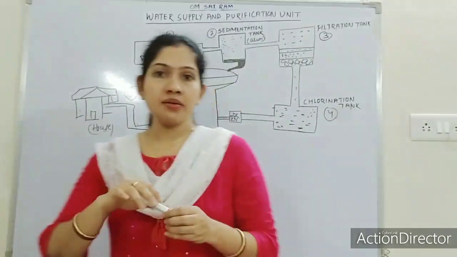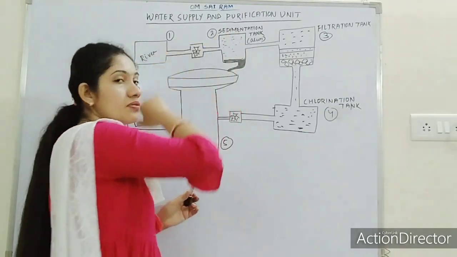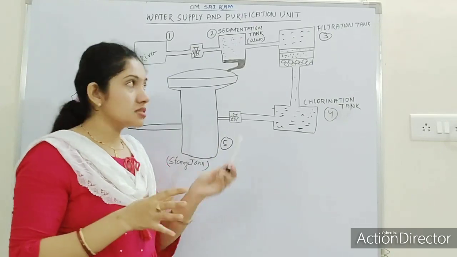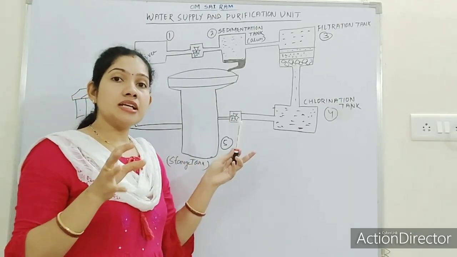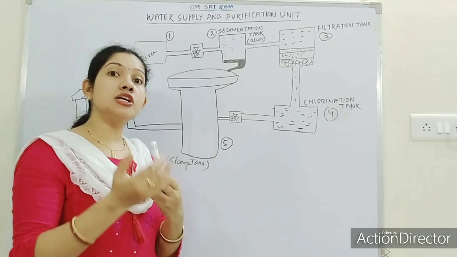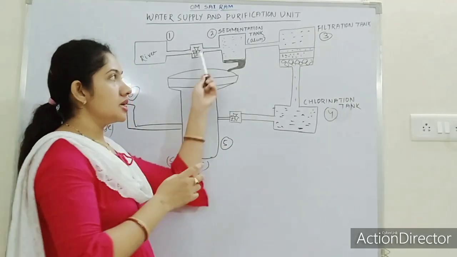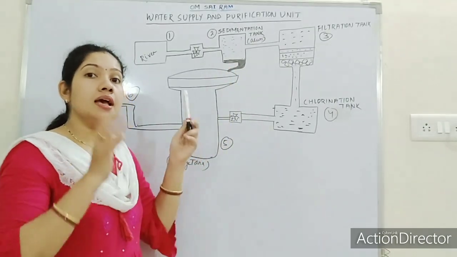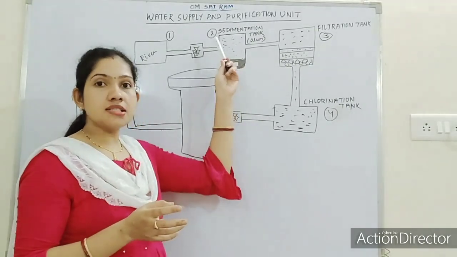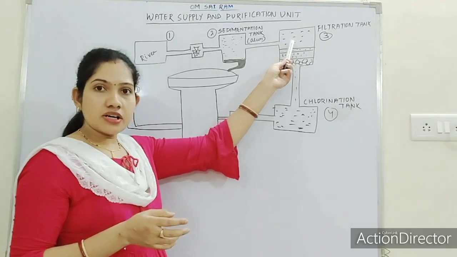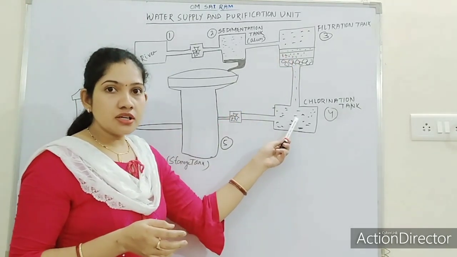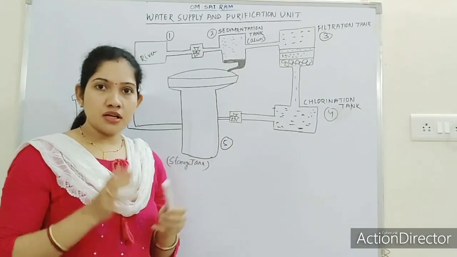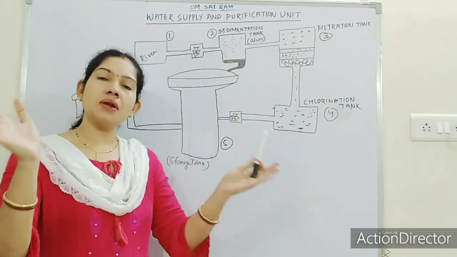So again I am repeating. The first process is to collect water from river or lakes, and water from there is not at all pure. That's why they need to purify the water. So they undergo several processes. The first one is sedimentation. They will store the water in a sedimentation tank, then the filtration tank, then the chlorination tank, and then they will store it in a water storage tank, and it is then supplied to different households.